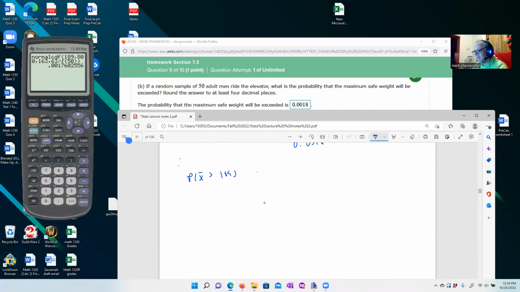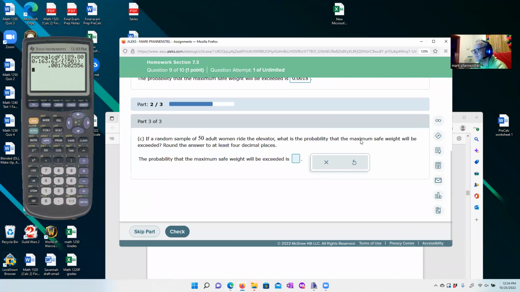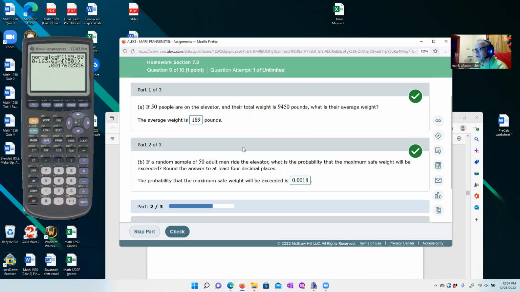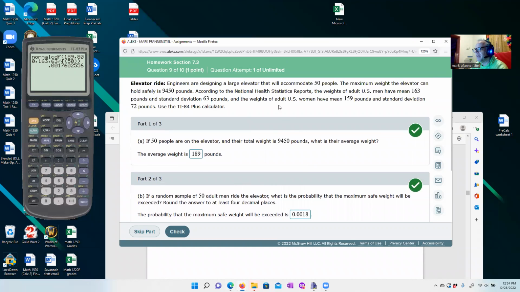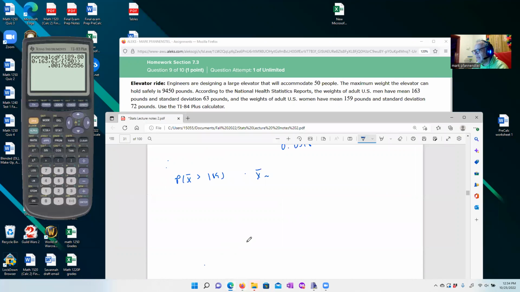The fact that we have a different distribution now, because it's women, not men, means we are going to have a different average and a different standard deviation. So we're going back up here. Women have an average of 159 pounds. And again, this is not a normal distribution. I don't know what shape of distribution this is, but it is not normal. Then 72 divided by the square root of 50, because that's how many people we're putting on this elevator. So we're going to get our probability for that.